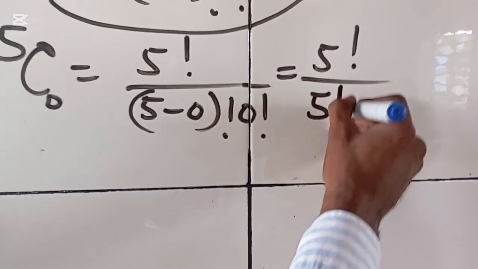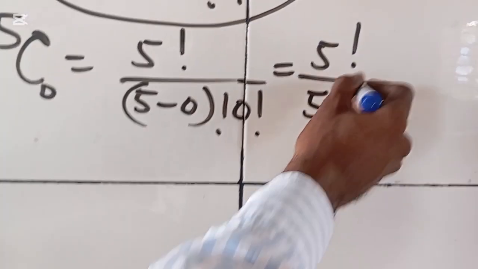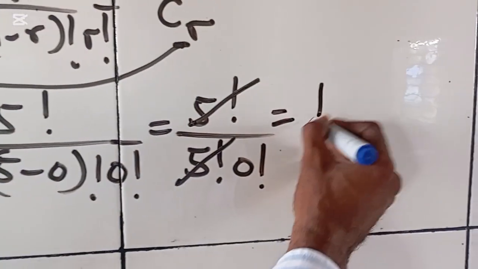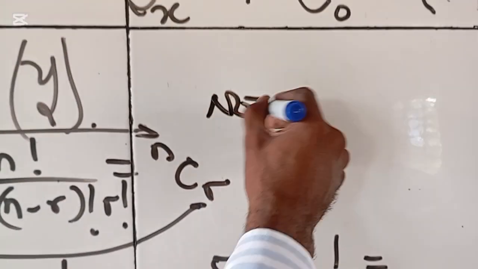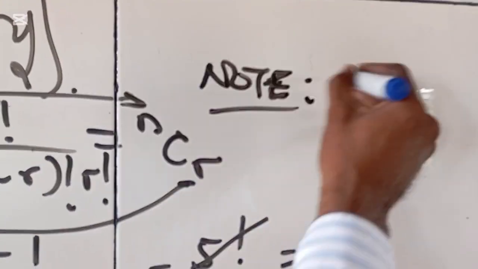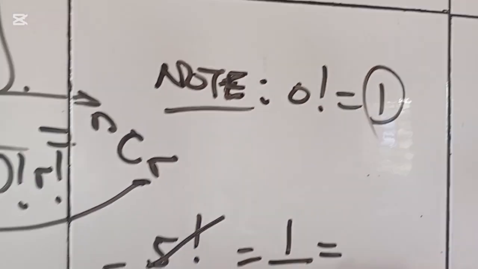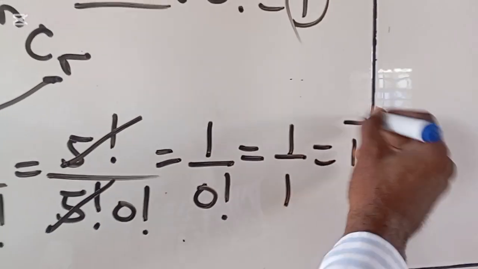5 factorial, 0 factorial. 5 factorial cancels 5 factorial. We have 1 over what? 0 factorial. I want us to know, in combinatorics, 0 factorial is 1. Now we have 1 over 1. The final answer here is 1. I'm through with this.